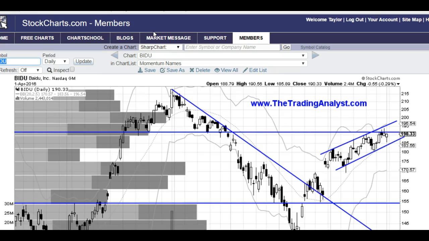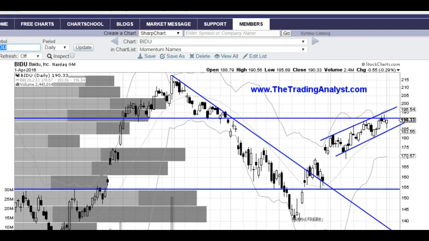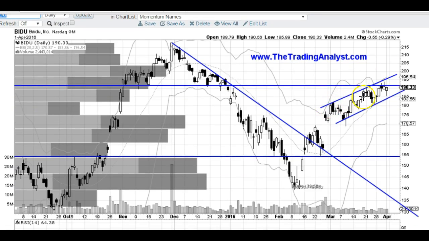Okay, so BIDU, we've got a nice little channel to play with right here. Top of the channel right there. Bottom of the channel right here, touch here, here, here, almost a touch there. So this is an uptrend line, and this is the resistance up here. So that's the top of the channel.